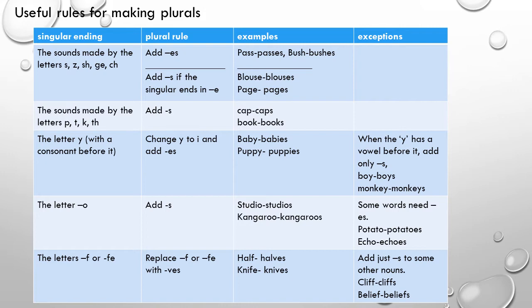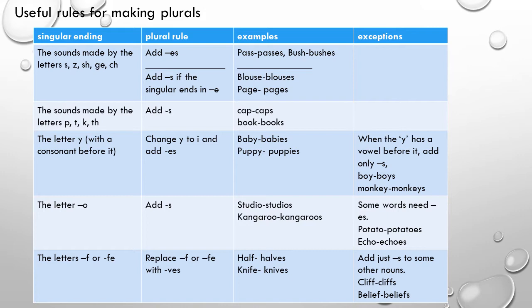The third row has another rule for you, the letter Y with a consonant before it. So what would we do? We will change Y to I and add ES. Yes, and examples are baby, babies, puppy, puppies. Here we have changed Y to I and added ES. Exceptions are everywhere, no doubt. We have given exceptions also, like when the Y has a vowel before it, add only S. Yes, it's very true, children.